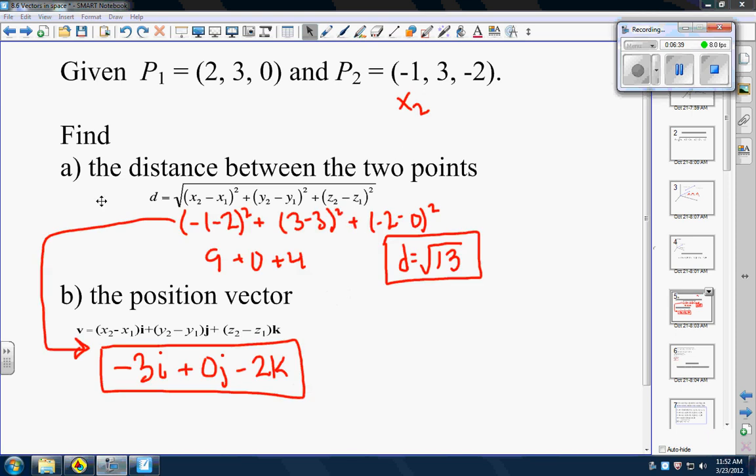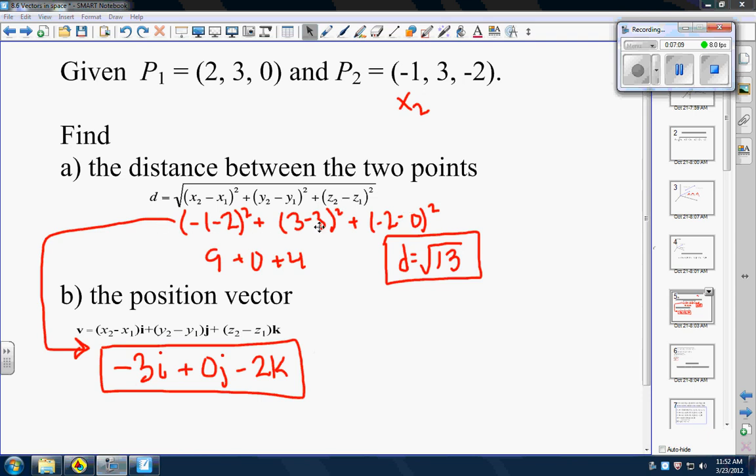So here's all the work for it. Distance should be square root of 13. Here's our position vector. If we took these 2 guys and found the vector between them and reset it to the origin. Now notice you're doing the same calculations finding distance as you are position vector. All we did for distance was after we subtracted them, we squared them. So this squared plus this squared plus this squared, and then we square rooted it. Okay? So the vector, you really only have to do once.